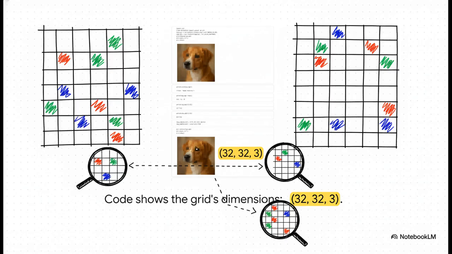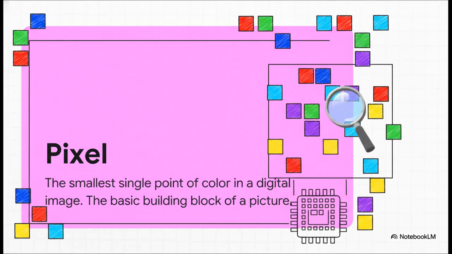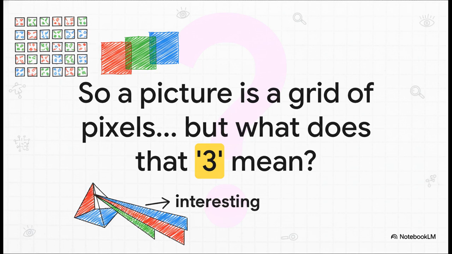But what do we call those little dots? Well, they're called pixels. Each one of those tiny squares of color is a single pixel. They are, quite literally, the basic building blocks of every single digital picture you've ever laid eyes on. Okay, so we've got a 32 by 32 grid of pixels. That makes sense. But what about that third number? That 3 at the end.